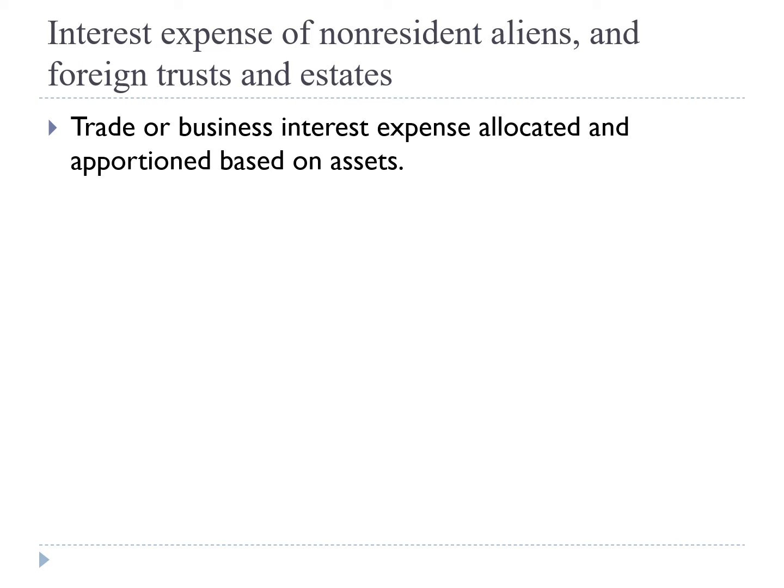The regulations provide that a non-resident alien, foreign trust, or foreign estate that incurs business interest must apportion such interest using an asset method by reference to the individual's or trusts' or estates' business assets. The asset method is discussed in the next slide. Note that the three-step approach discussed in the earlier slides applies only to foreign corporations, not individuals, estates, or trusts.